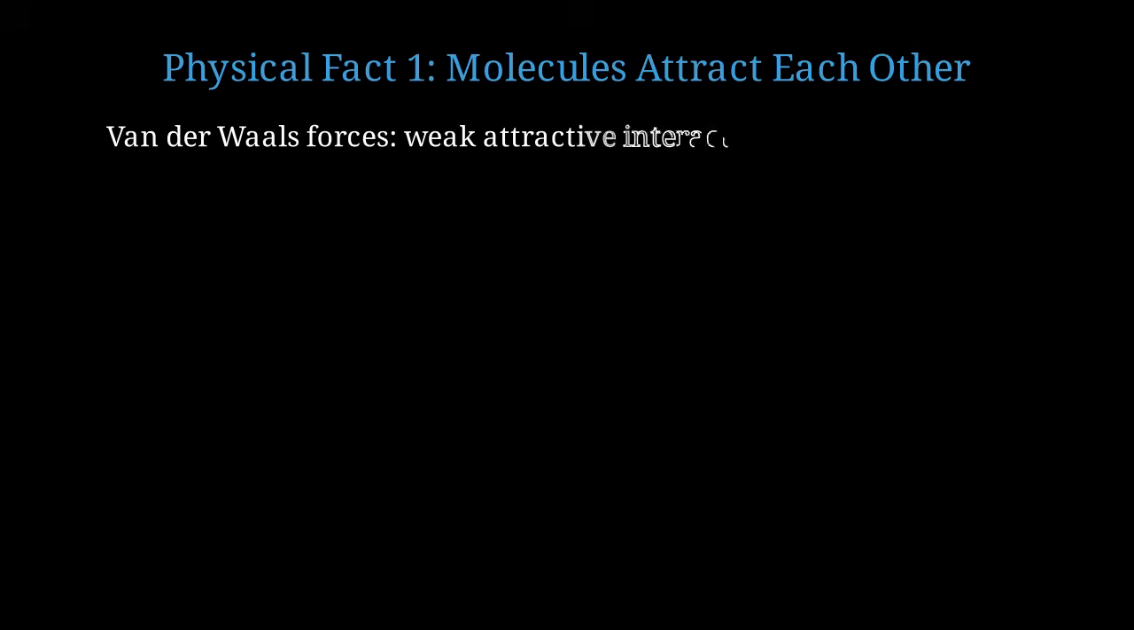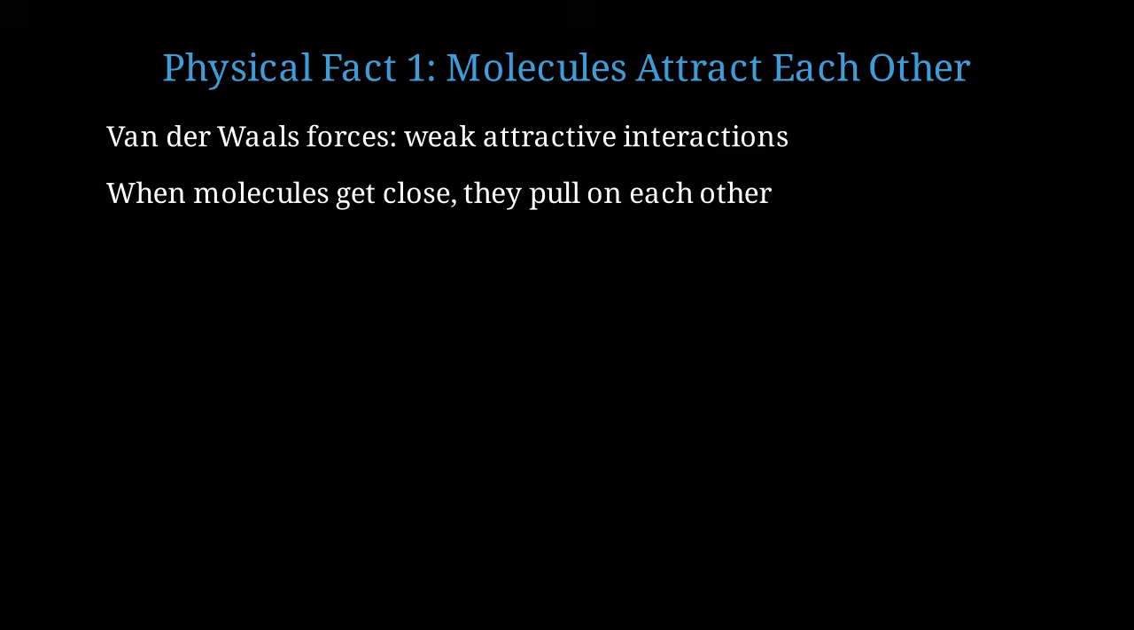The answer lies in two physical facts that the ideal model ignores. The first physical fact is that molecules do attract each other through intermolecular forces. These are called van der Waals forces. They're much weaker than chemical bonds, but they're real and measurable. When molecules get close together, they pull on each other. This attraction makes the gas easier to compress than the ideal law predicts.